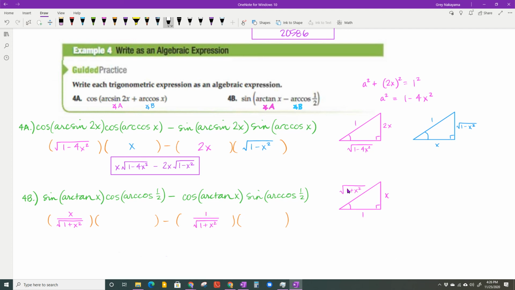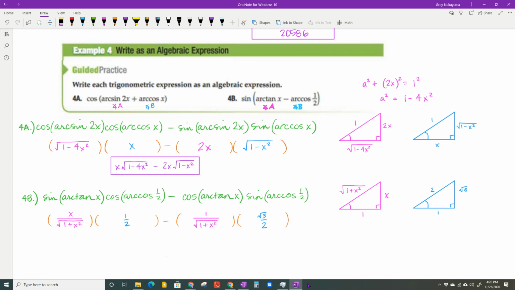And now, what's the cosine when the cosine is 1/2? Well, it's 1/2. And what is the sine when the cosine is 1/2? Well, if you don't know it, then you can go draw your triangle. Cosine is adjacent over hypotenuse, which makes the other side the square root of 3. So that means the sine is the square root of 3 over 2.